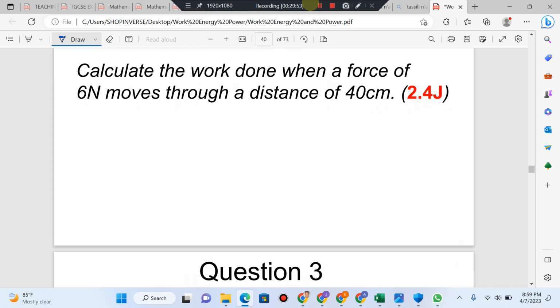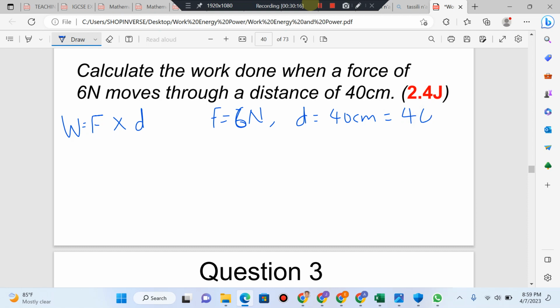Calculate the work done when a force of 6 Newton moves through a distance of 40 centimeters. What's the formula for work done? Work done is equal to force multiplied by distance. What is the force? The force is 6 Newton. Good. What's the distance? The distance is 40 centimeters.